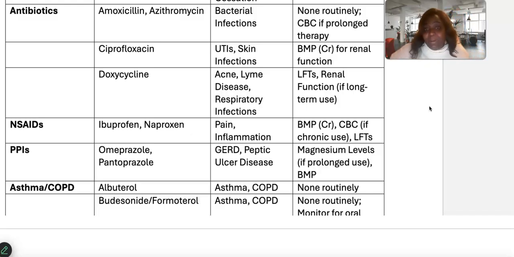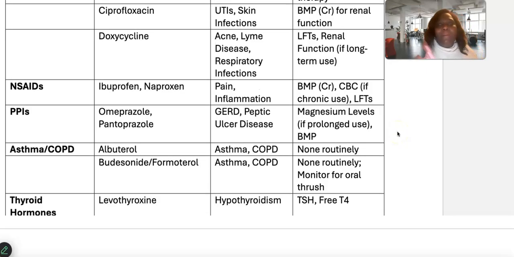But if they are on this antibiotic for a long time, you may want to go ahead and check the CBC for sure. What about ciprofloxacin? You want to be checking creatinine for renal function. That's one of the effects that we see.